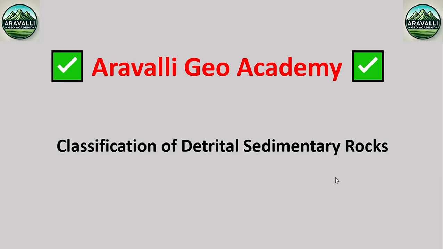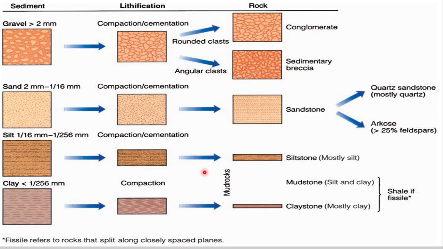Today we are going to discuss the classification of the detrital sedimentary rocks. Detrital refers to particles or fragments derived from the breakdown of pre-existing rock. So in this lecture we will cover the classification of all detrital sedimentary rocks. Detrital sedimentary rock, also known as clastic sedimentary rock, is classified on the basis of the size of the particles.